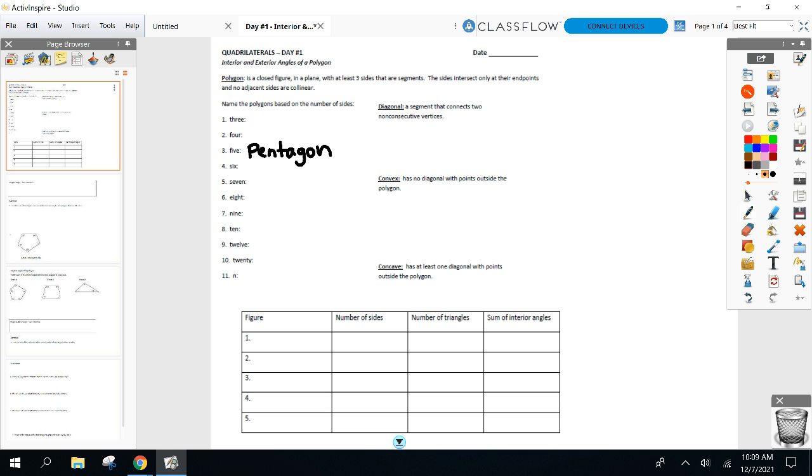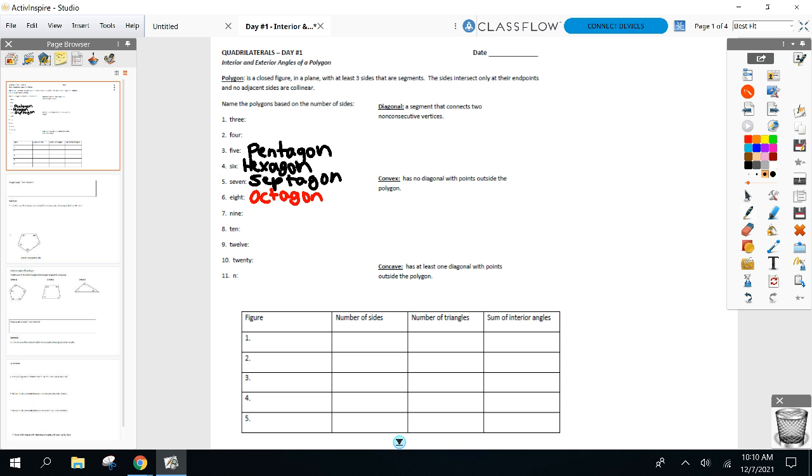Anybody know six? Hexagon, yep. Here's a tougher one. Seven. Two names you'll see: septagon, which I'll use, and heptagon. You'll see both versions. Since I heard septagon first, septagon. All right, please don't say a stop sign for the next one. Octagon, yes.